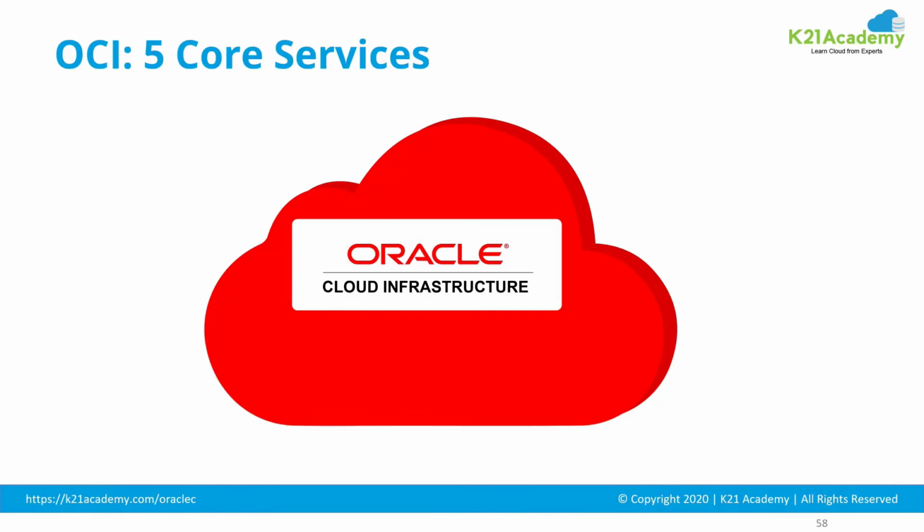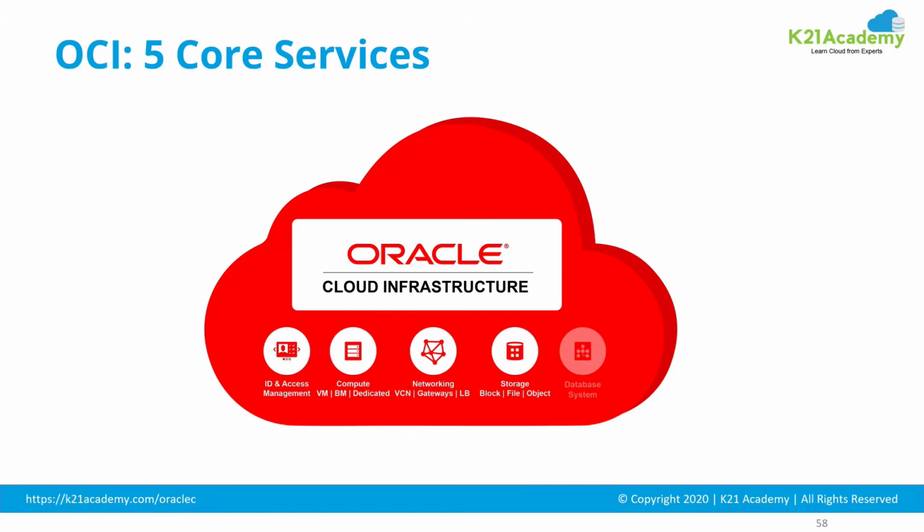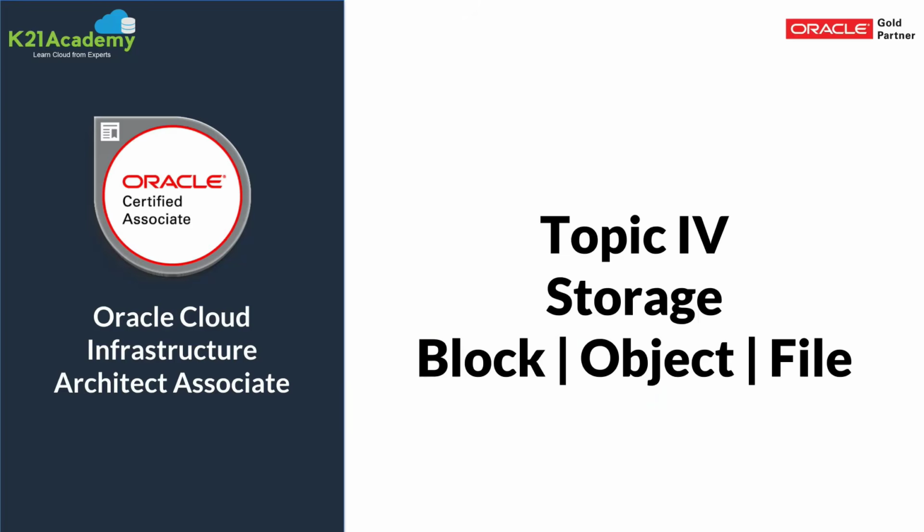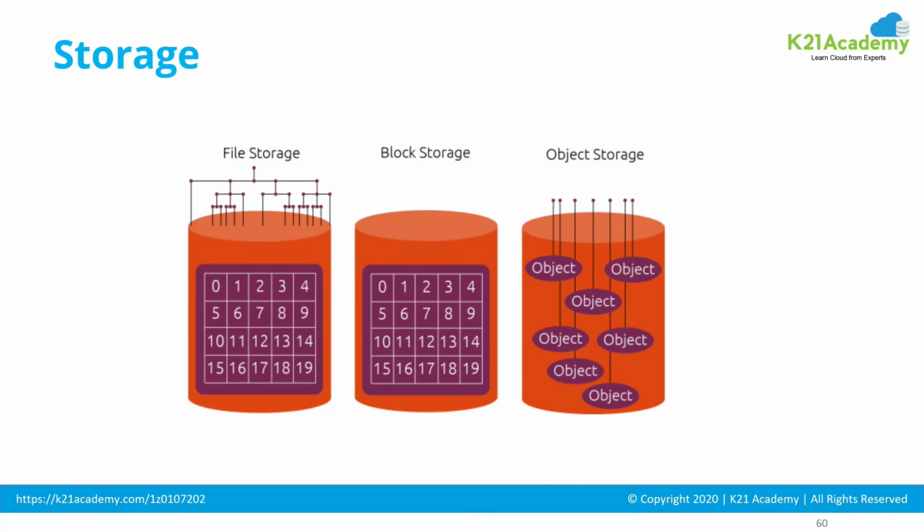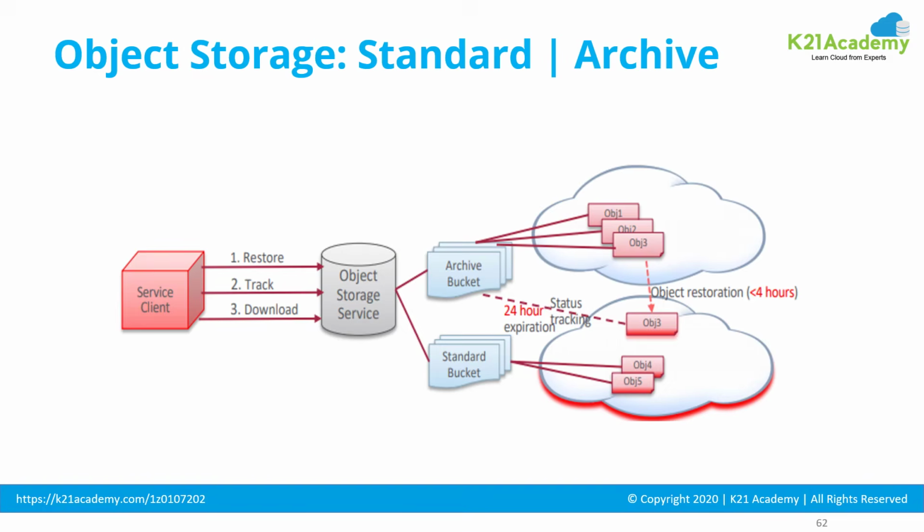There are 5 core services in Oracle Cloud Infrastructure that include identity and access management, compute, networking, storage, and database systems. Storage is the fourth topic that you must learn, which includes different types of storage: block, file, and object. And within object, there are 2 tiers, standard tier and archival tier.